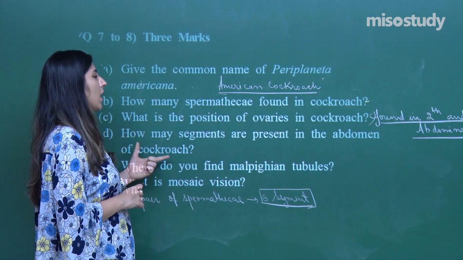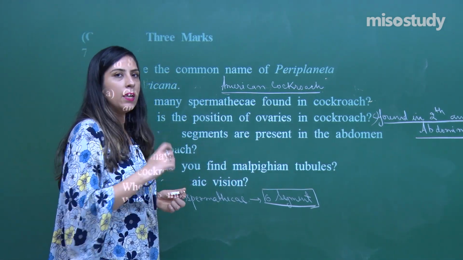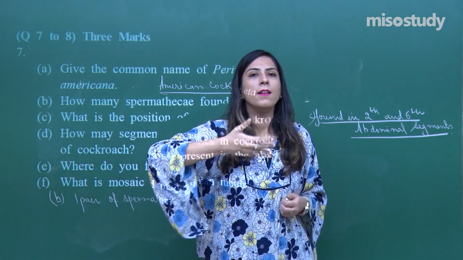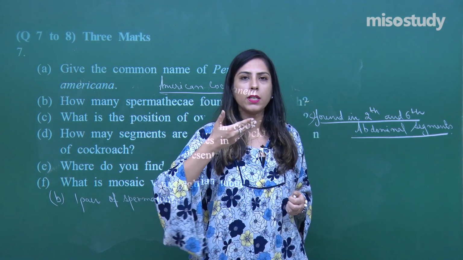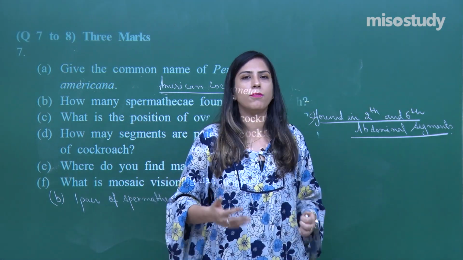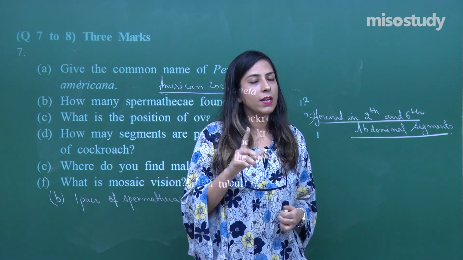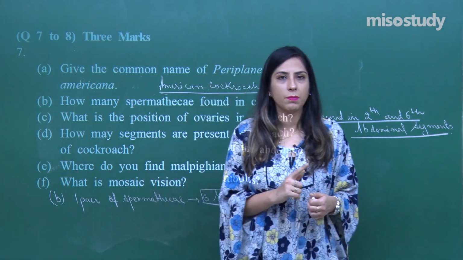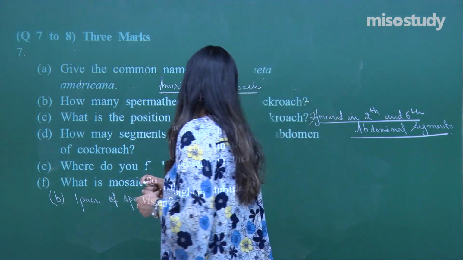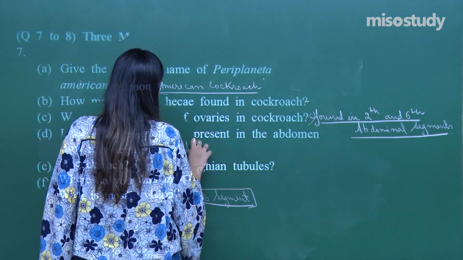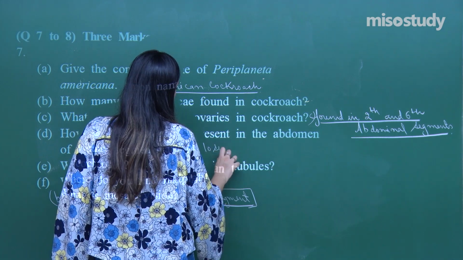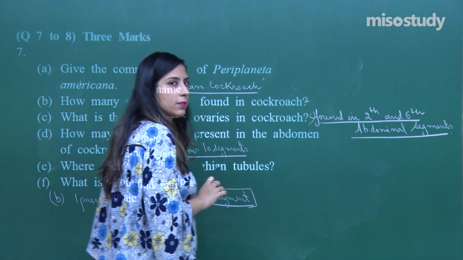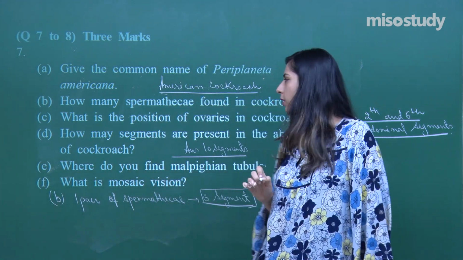How many segments are present in the abdomen of cockroach? We have discussed that the whole body is made up of different fragments. The first one is called the head, then they have a thorax, and after that they have an abdomen. When I was discussing the morphology, I discussed that 10 abdominal segments are present in this case. So the correct answer for this is 10 segments. Right, students? So let's move on to the next part.